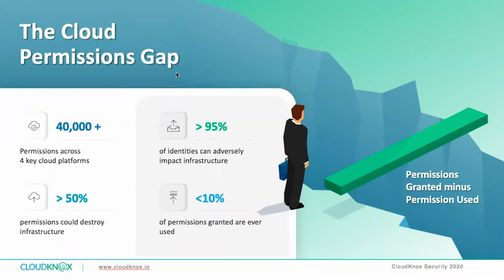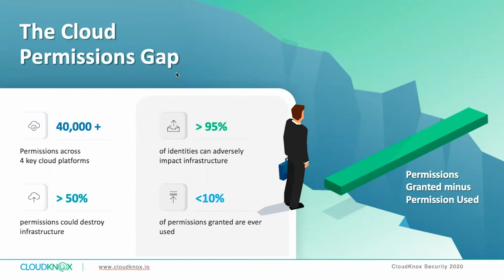But in addition, of these permissions, what is the impact to our environment? More than 95% of identities found in assessments that we do can adversely impact the infrastructure, meaning they have some of those high-risk permissions that have been assigned either by design or many times by accident due to a lack of understanding of those high risk or even delete type permissions. And as a result, more than 50% through toxic combinations can actually destroy the infrastructure.